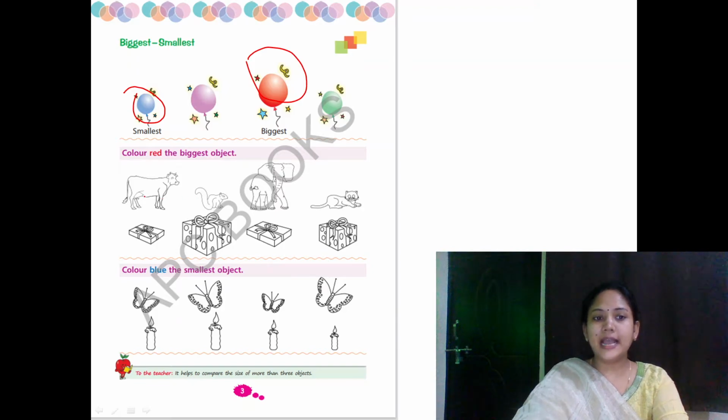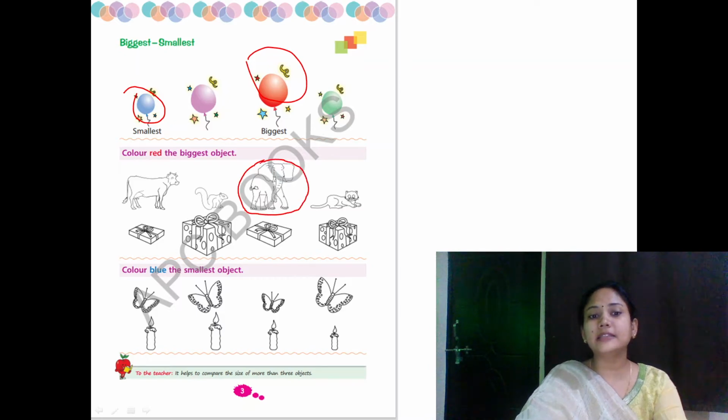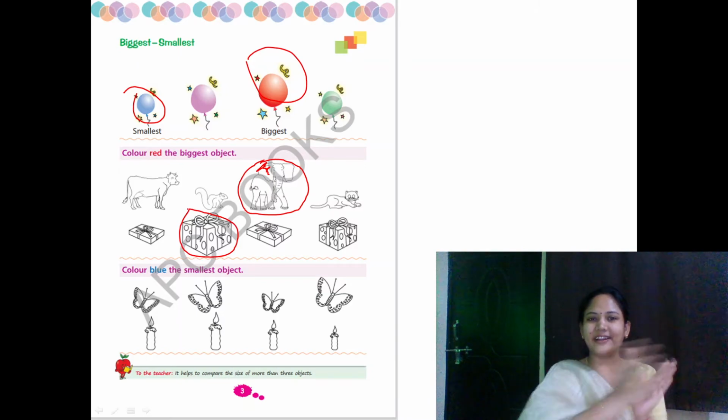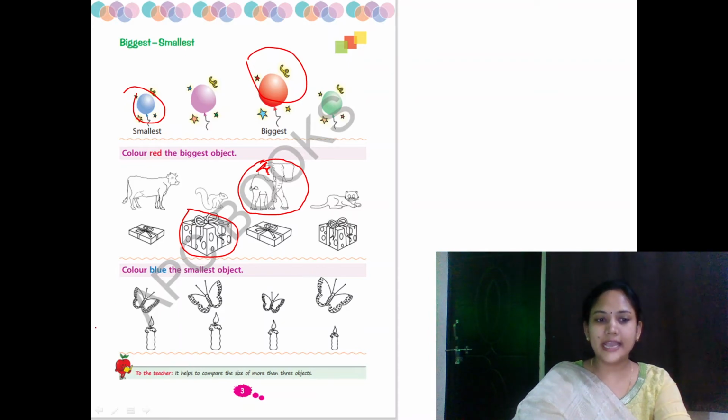फॉर एग्जाम्पल, आई हैव अ काउ, squirrel, elephant and a cat. So which one is the biggest animal of them all? Yes, elephant. So मैं सर्कल कर रही हूँ, आप कलर करोगे. So you will color the elephant, है ना? आप इसको कलर करना, okay? And the gift box, which one is the biggest? Yes, the second box is the biggest. Very good, children. Round of applause for all of you. Yes, round of applause.